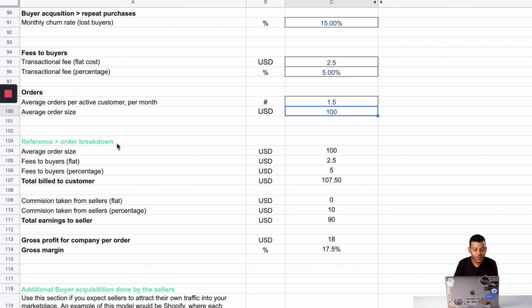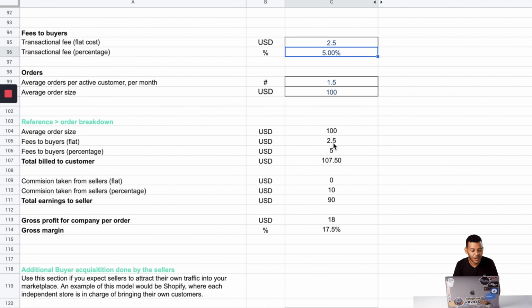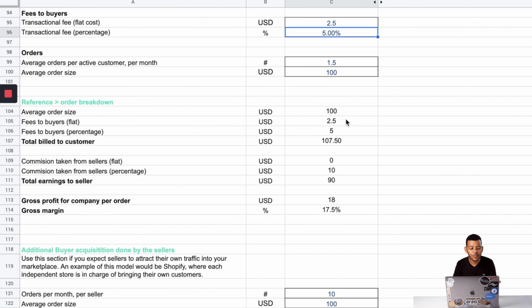So here's a breakdown of the order. The average order size, we're saying it's $100. We're charging $2.5 to buyers on top of that. And then we're charging a 5%. My bad, this should be percentage. We're charging a 5% on top of that. So that's $5. Oh, actually, no, this is correct. It's the 5% amount, but since it's 100, that's why it's the same number. All right. And then the total bill to customer is $107.50. That's the invoice. That's, in the end, the revenue that the company would collect.